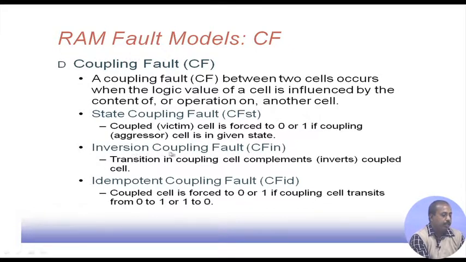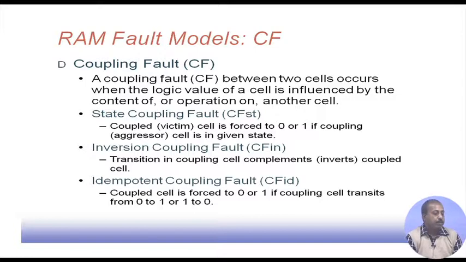Then there is the inversion coupling fault. It is a transition in the coupling cell that complements the coupled cell. So, the coupling cell makes a transition from 0 to 1 or 1 to 0, and as a result the victim cell gets inverted. That is the inversion coupling fault, or CFIN.